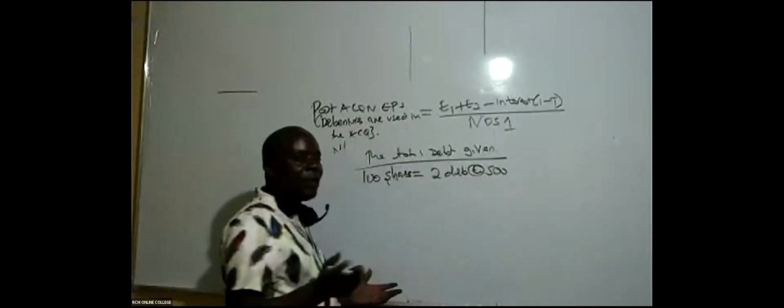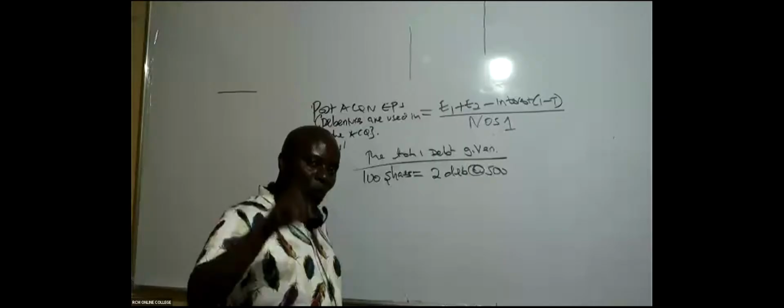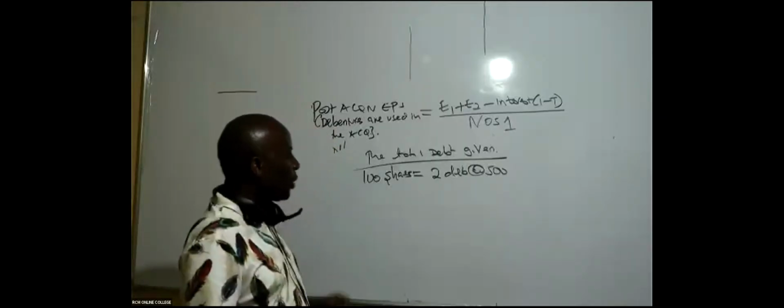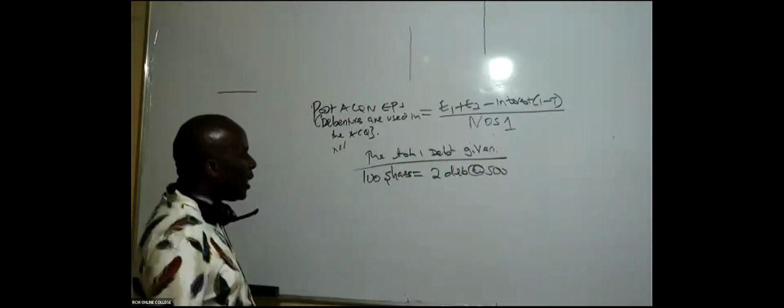Forget the 12% first, because 12% is interest. So you're giving them 2 debenture notes, and each one is worth 500. So what are we saying here? We are basically saying that for every 100 shares they give us, we are giving them a debt of 1,000. 2 times 500 is 1,000.